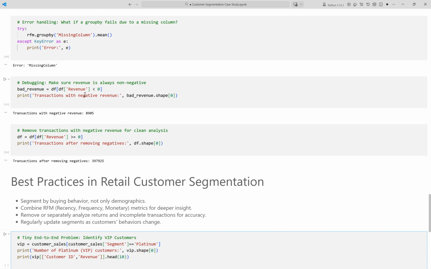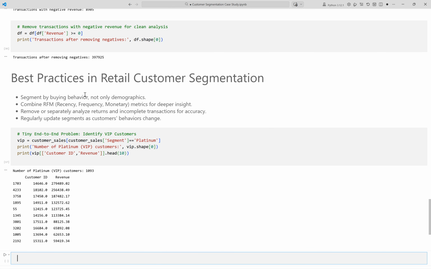Running the cell now. Here, the code isolates the Platinum segment to identify VIP customers, revealing a total of 1,093 high-value shoppers. Notice the top customers have exceptionally high revenue figures, reflecting the monetary aspect of RFM segmentation. This step emphasizes focusing on valuable buying behavior rather than demographics, aligning with best practices for targeted retail strategies. Practice: what kind of rewards program or targeted offer would you design for these VIPs?